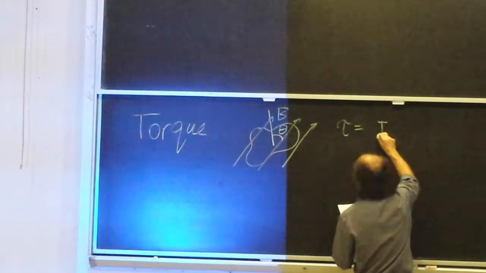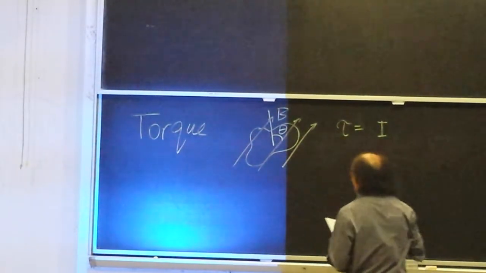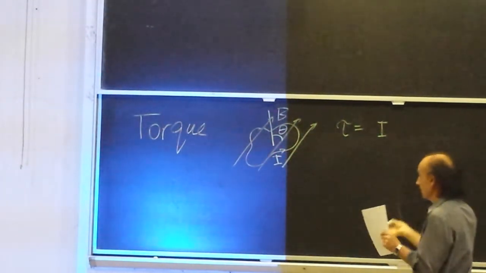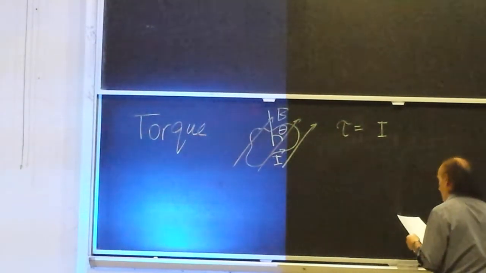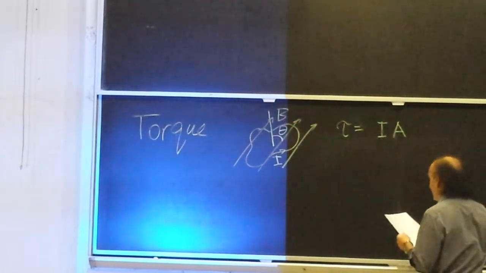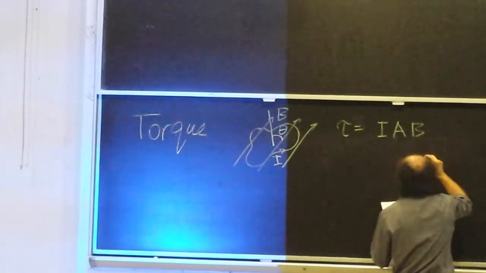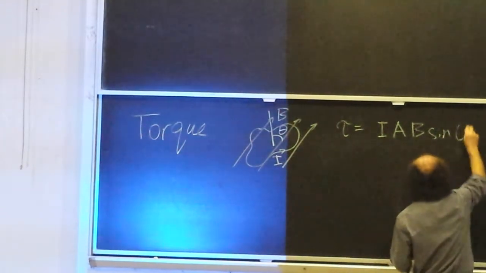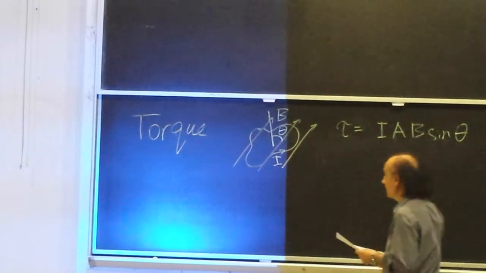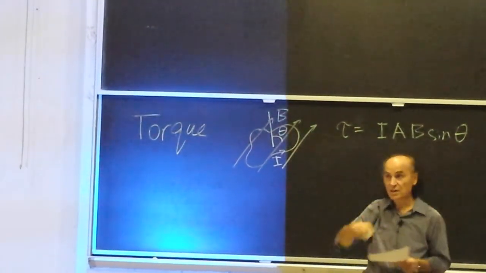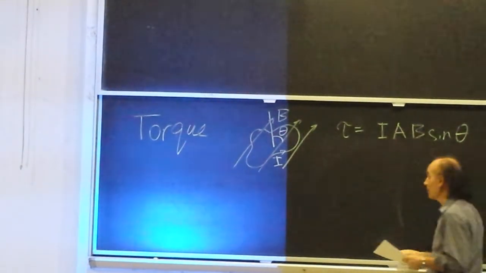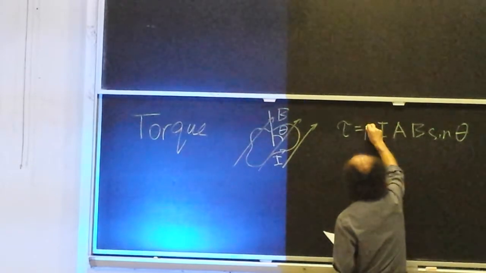It's proportional to the current. There is current in this circuit. Current is I. It can go clockwise or counterclockwise. And the area of this circuit is A. Magnetic field is B. And here we have again sine theta. If you have a solenoid which is more than one turn, a loop which has n turns, then simply you multiply this by n.